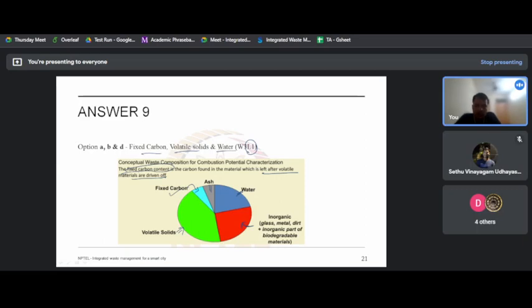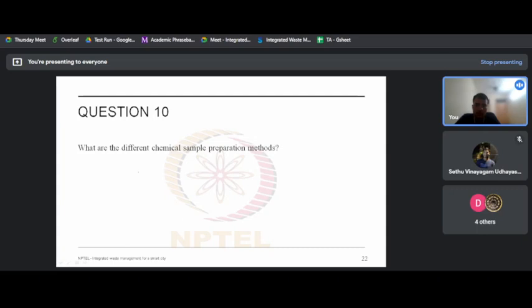See the next question, that is question 10. What are the different chemical sample preparation methods? The given options are titration, mixing, acid digestion, and chemical oxidation. When we are doing an experiment, we need to do sample preparation. We cannot directly use the sample obtained from the field. The reason behind this is that every experiment is designed for certain parameters and certain attributes. So the raw waste that we are getting from the field may not have those attributes amplified.